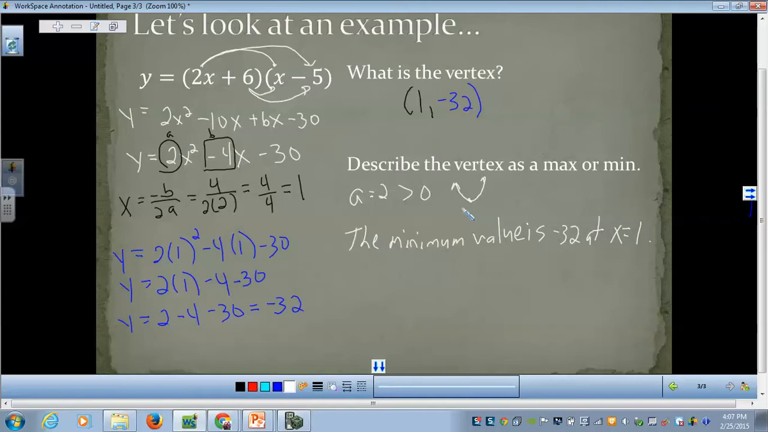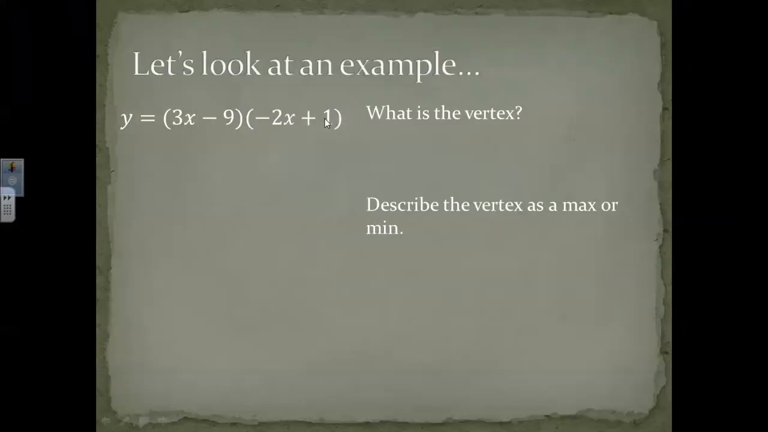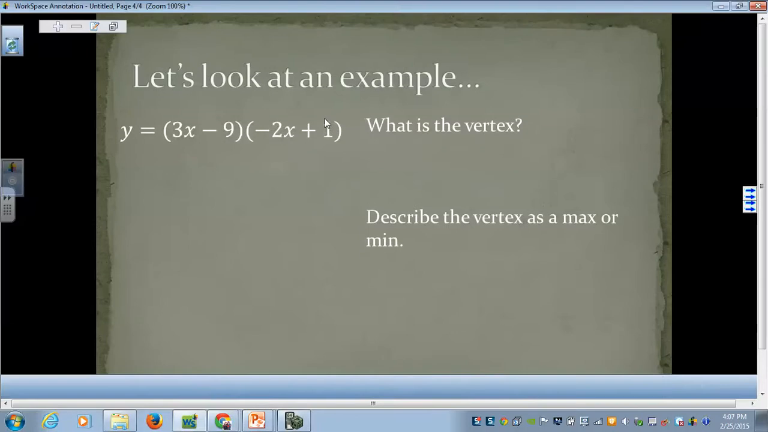So I have some problems for you to do now. Let's look at the next example. What I would like you to do is go ahead and complete this problem, find the vertex, and describe it as a max or min. Go ahead and pause the video, and when you're finished, turn it on and compare your work to my work. Okay, let's look at how you should have done the problem.